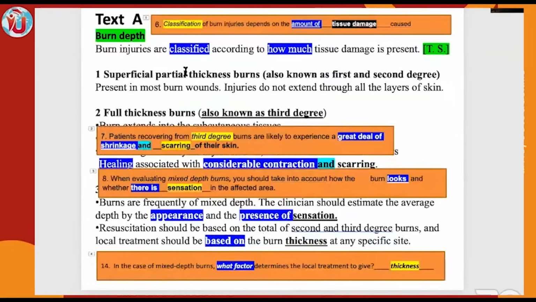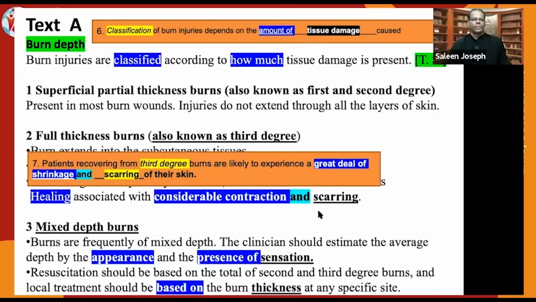Let's check. Part A. The classification of burn injuries depends on the amount of tissue damage caused. That is the sixth question in the topic sentence. I said first sentence, topic sentence are always important. See, burn injuries are classified according to how much tissue damage is present. In the initial stages, you have to write down this sentence as well as the question statement in the notebook. Gradually, you will develop competence.